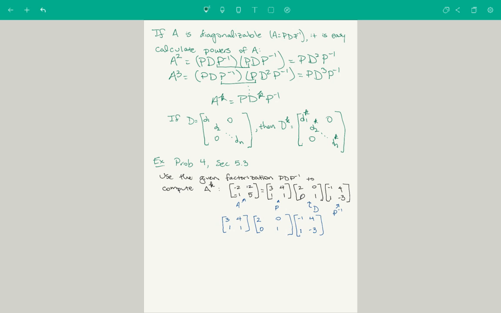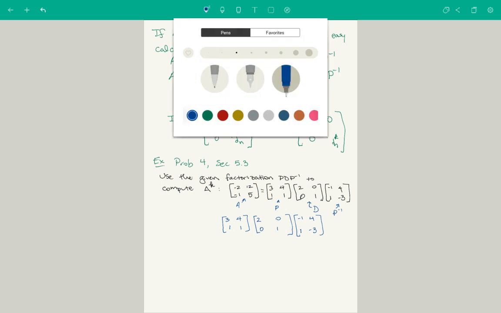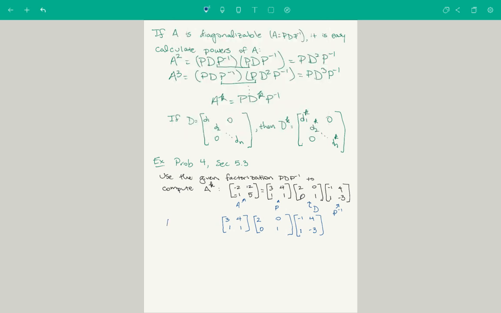This is problem 4 from section 5.3, and it says we're given this factorization. So A is diagonalizable, and in fact, they found the diagonal factorization for us already. And it wants us to compute A to the K for some arbitrary K. So let's do it. A to the K, we already decided, is going to equal PD to the K P inverse, which is equal to, here's our P.